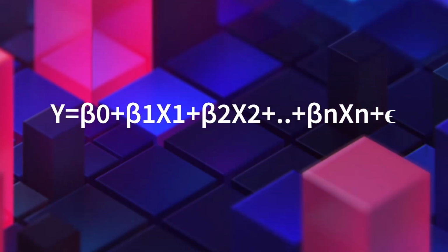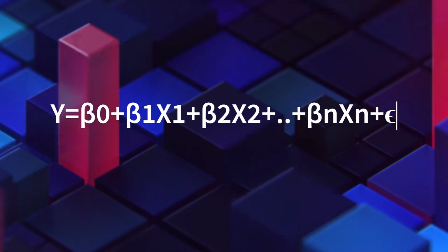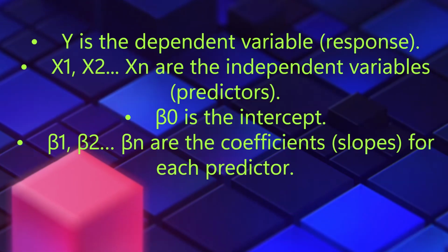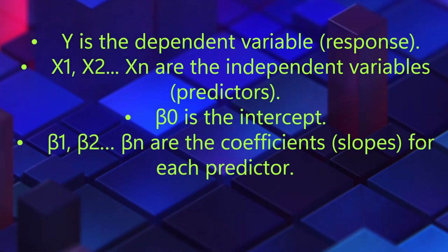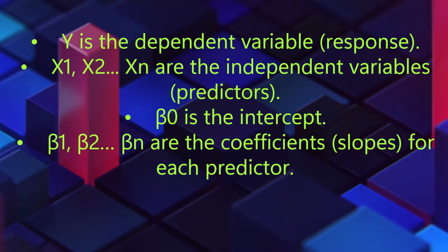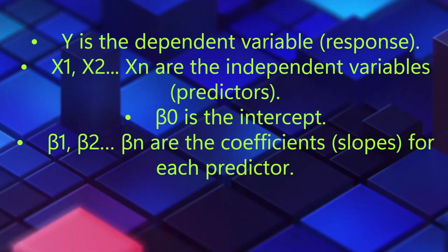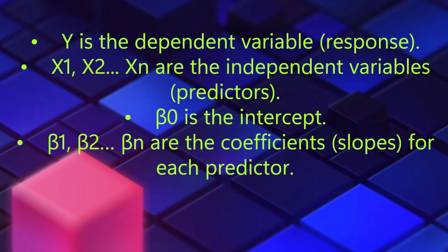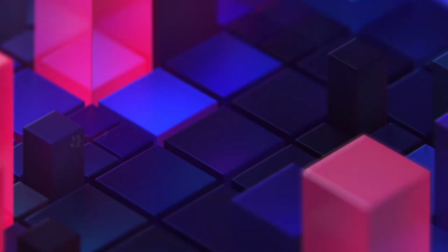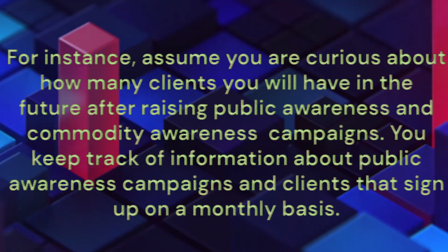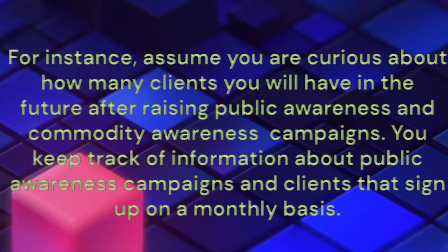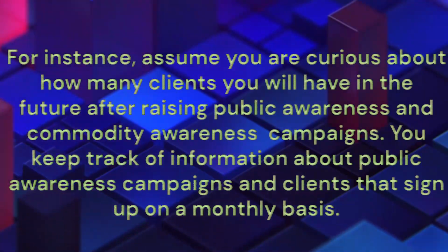Hence the equation y equals beta naught plus beta 1 x1 plus beta 2 x2 all the way to beta n xn plus epsilon, where y is the dependent variable, x1, x2 all the way to xn are the independent variables, beta naught is the intercept, which indicates the value of y when the independent variables are equal to 0. Beta 1, beta 2 all the way to beta n are the coefficients for each predictor, which represent the unit change in y when any of the independent variables has a unit change, and epsilon is the error term.